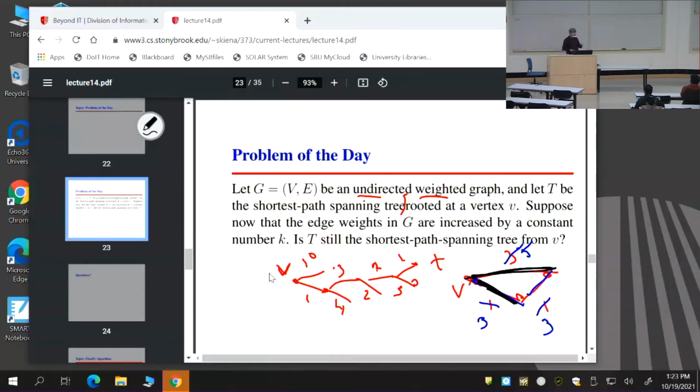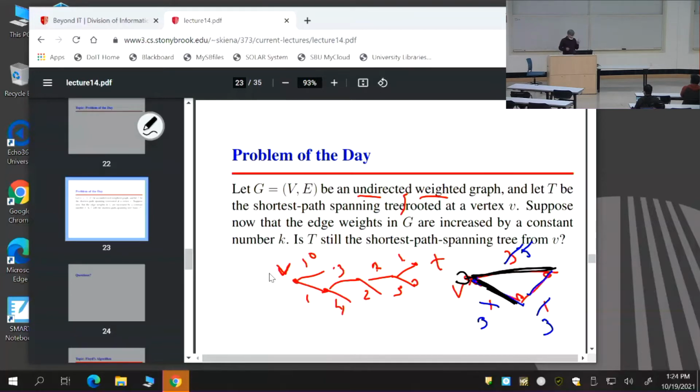The shortest path spanning tree is describing how you get the shortest path from V to everybody else. If you add the same weight to every edge, notice that some paths are going to become less desirable. What paths are going to become less desirable? The ones that have a lot of edges in them, right? If you add an infinite amount to every edge, suddenly breadth first search is going to look really good, because you're going to want paths with small numbers of edges traversed, okay? Any questions about that?